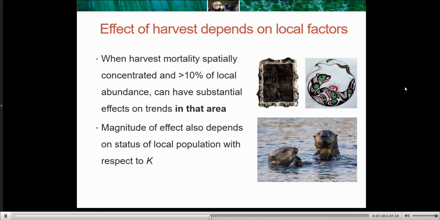So if a population is already at high density and so experiencing density-dependent mortality, approaching carrying capacity, then you can see a high level of harvest can actually cause a significant decline in that area. If the population is newly established and still growing rapidly, it's a lot harder to cause a decline. Similar levels of harvest, though, can slow the rate of growth.